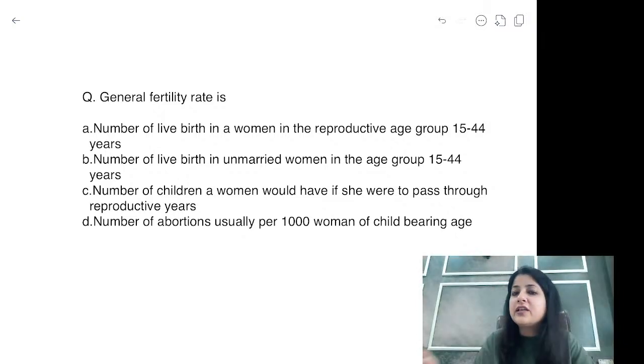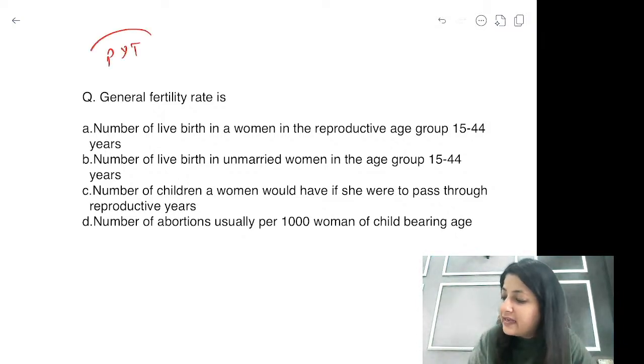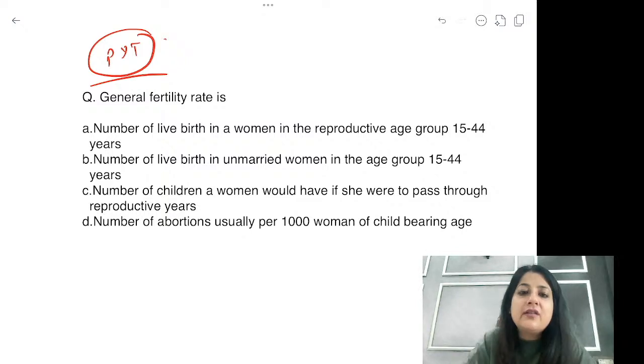Chalo, what is general fertility rate? Now this is a must-do PYQ, guys. Again, previous year topic. What is general fertility rate? Very good. Everybody knows: number of live births per woman in the reproductive age group 15 to 44 years.